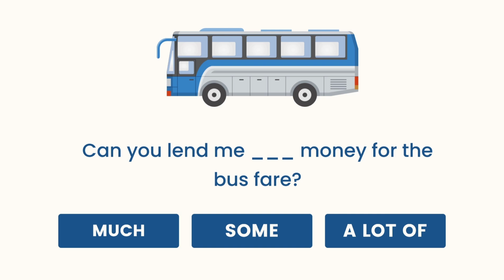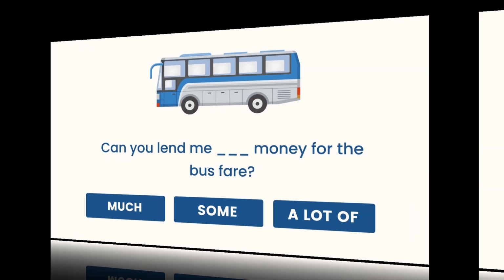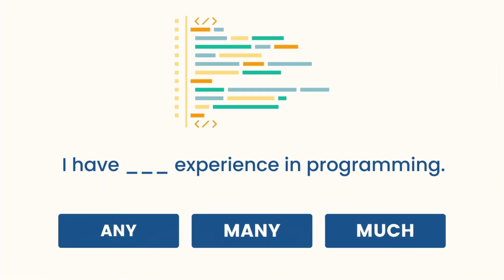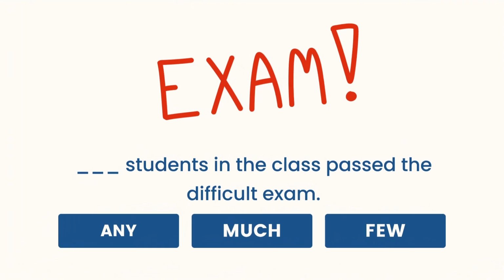Okay, how about this one? Yes, some. So can you lend me some money for the bus fare? Now this is when we have, like, a job interview. So yes, it's much. So I have much experience. How about this one? Few. That's correct. So few students in the class passed the difficult exam.